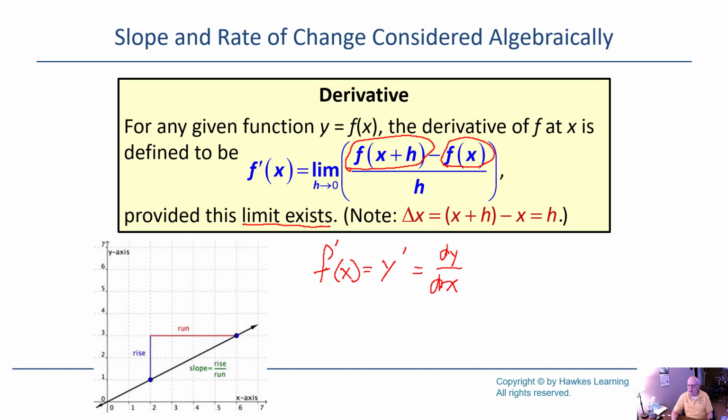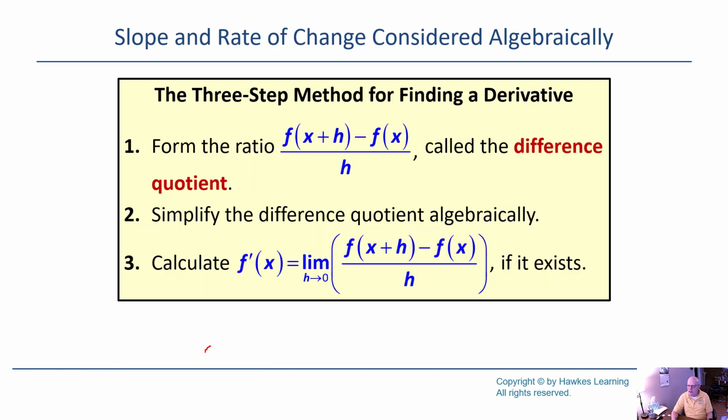Here's a picture on the left. That's what we're talking about in general. Three-step method. First, form the ratio. You should know the plan by now. Get that difference quotient.